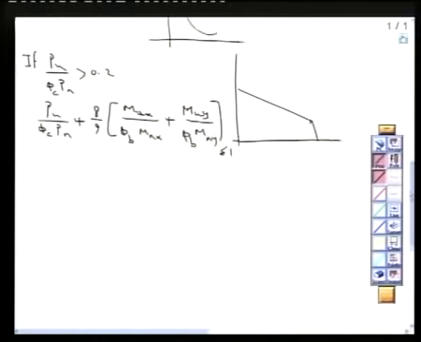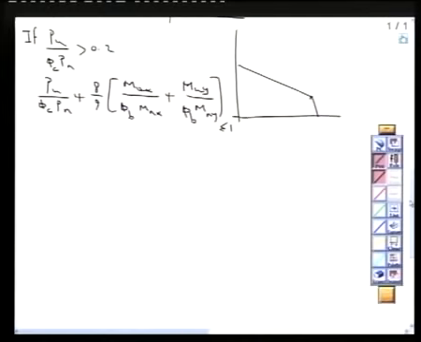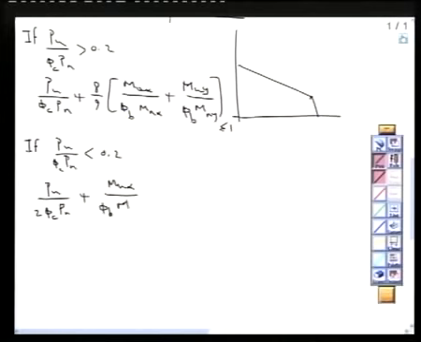And the other case, if Pu over phi c Pn is less than 0.2, then the equation becomes Pu divided by 2 phi c Pn plus Mux divided by phi b Mnx plus Muy divided by phi b Mny is less than or equal to 1.